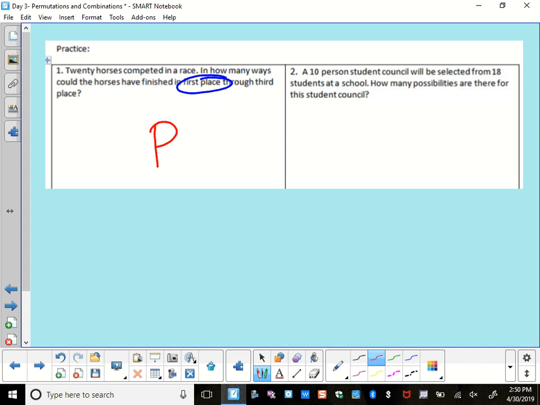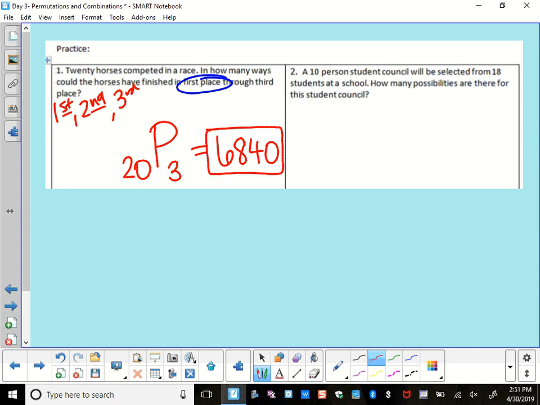Whenever we're talking about first place, second place, third place, Isaac, are you paying attention? All right, there's how many horses total that I can choose from? 20. And I want to choose how many for first through third place? 3. How'd you get that? So we have first place, yep, second place, and third place. So I have 3 options. So what is 20P3? 6,840.